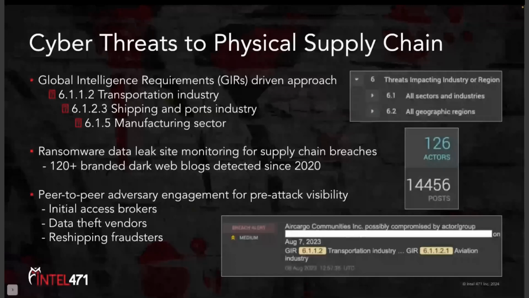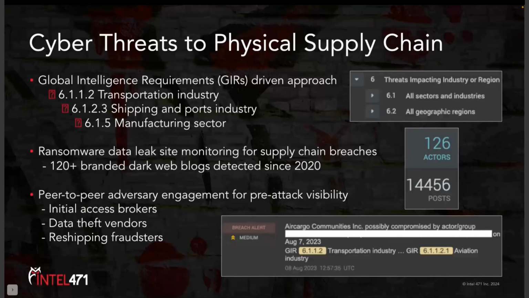And so we certainly have traditional physical supply chain type industries and sectors covered off: transportation, shipping, and manufacturing. Within Titan in our reporting, you're able to set alerts and filter down by those GIRs to get very quickly to intel that is relevant to the supply chain.